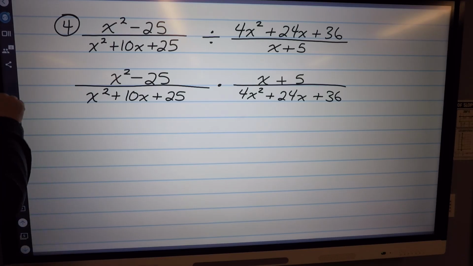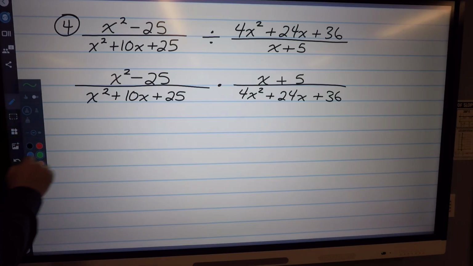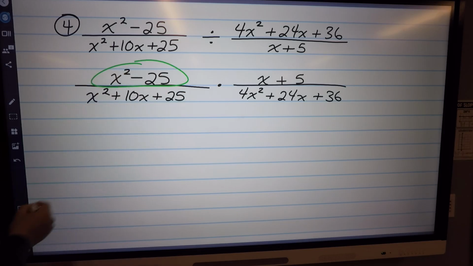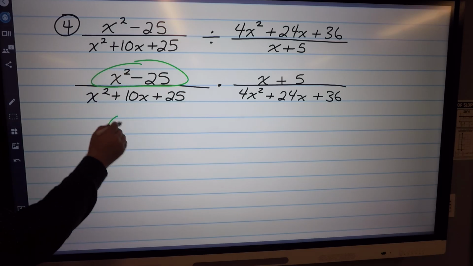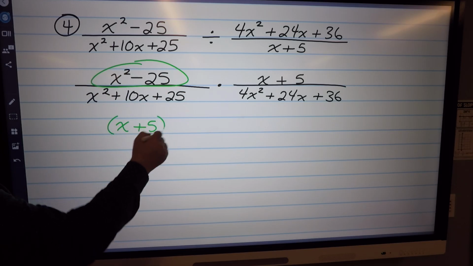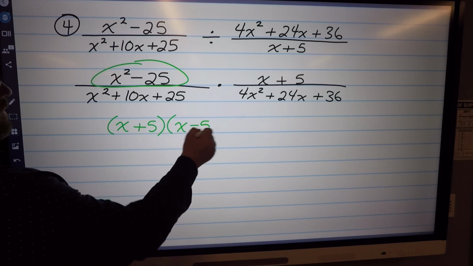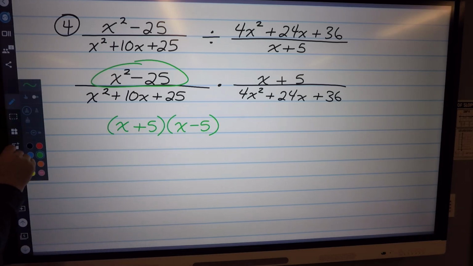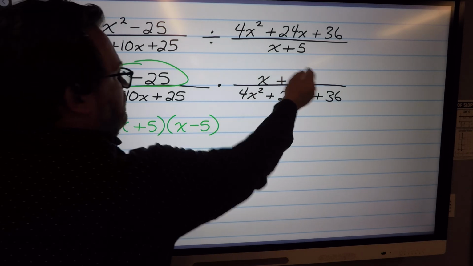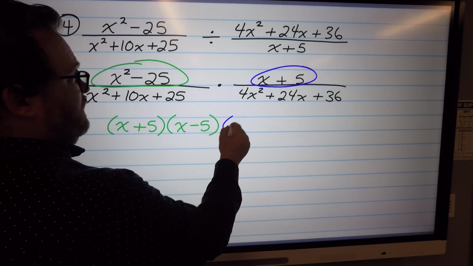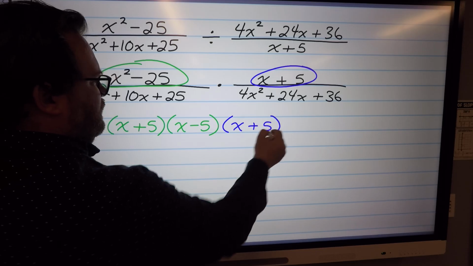Now we want to factor. So the x squared minus 25, that's a difference of squares. So that factors to (x plus 5) times (x minus 5). We'll keep multiplying across by x plus 5 here. That's the top part.